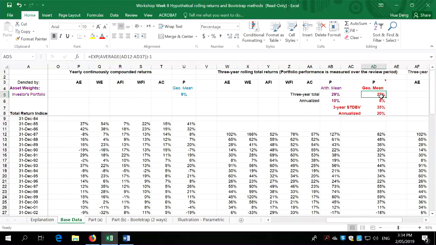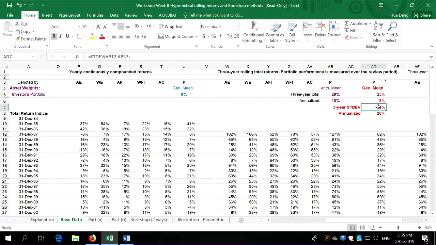For comparison purposes, you may annualize the total return, the average 3-year return of the portfolio, and you might compare this with the investor's objective to see if you have helped the client to achieve the client's objective and other constraints as well. The standard deviation has to be calculated based on 3-year returns as well.